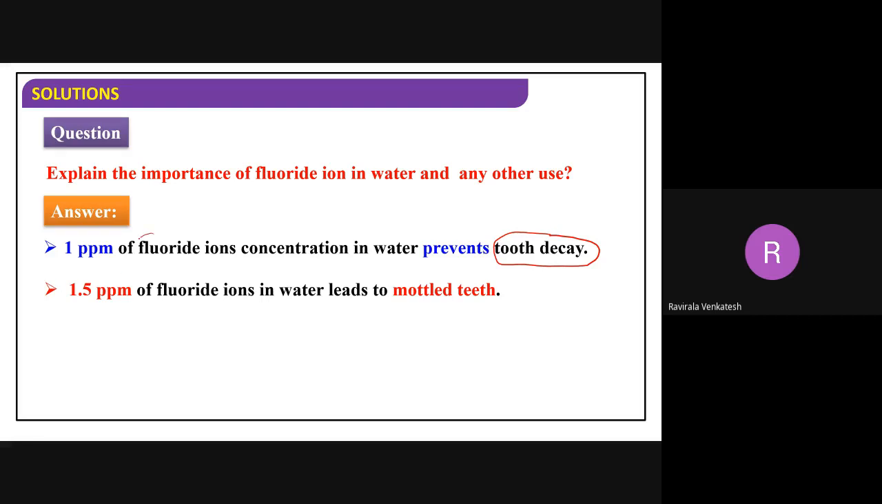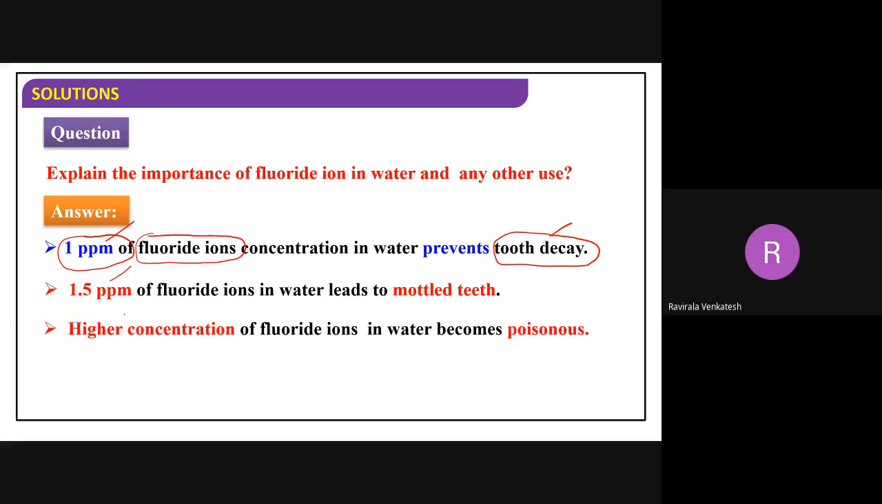Fluoride ions. For this, the fluoride ion, how much you should have? Only 1 ppm. So if water contains 1 ppm of fluoride ion, it prevents the tooth decay. So it will be helpful. That means whatever our drinking water should have how much amount of fluoride ions? 1 ppm. Now, if you increase that to 1.5 ppm or more than 1.5 ppm.